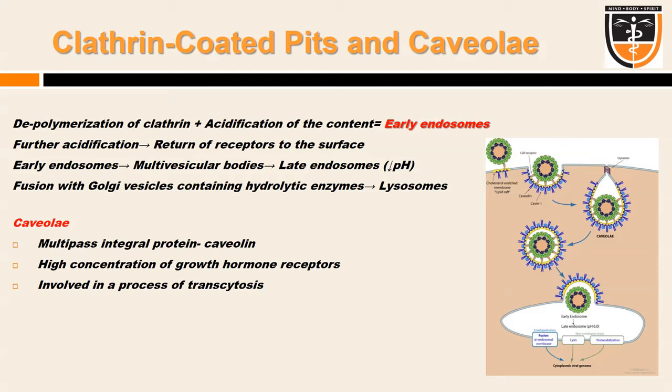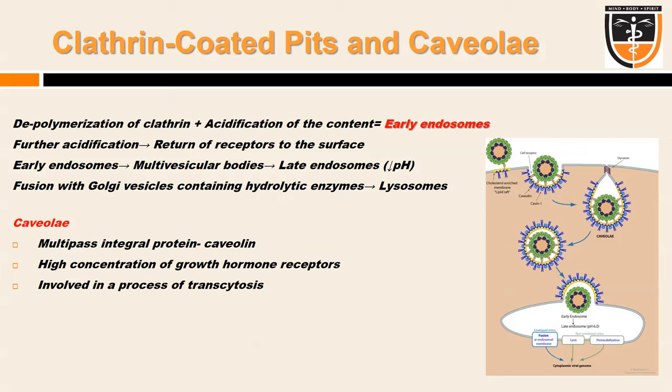Now, as the clathrin basket is taken into the cell, this clathrin will be depolymerized. The cell is going to eat away the basket. It's going to destroy the basket, okay? And the next thing is it's going to acidify the content that was in that basket, adding acid to it. And this will result in formation of early endosomes. Now this content will become more and more acidified inside, and the receptors that the compound attached to inside the basket will return to the surface.